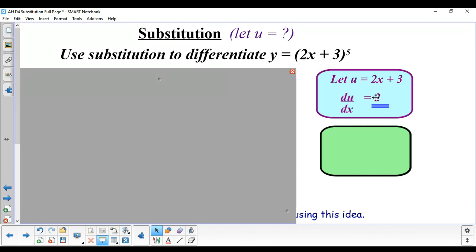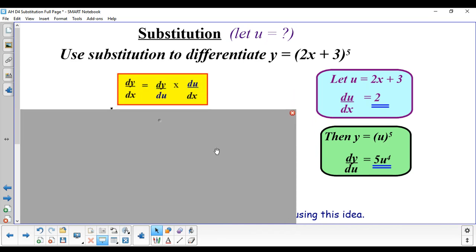The next step is that that's no longer y equals in terms of x. If you have decided to call that u, then y equals u to the 5. So you decide what u is, differentiate it, and then you represent your y in terms of u, and then it's easy to find the derivative with respect to u. Okay. What do you do then?